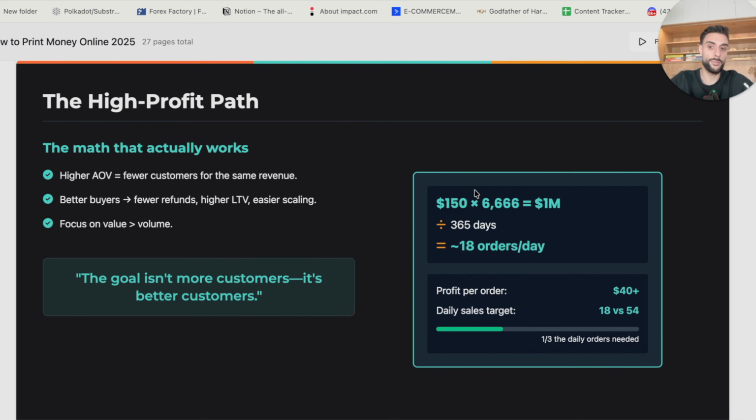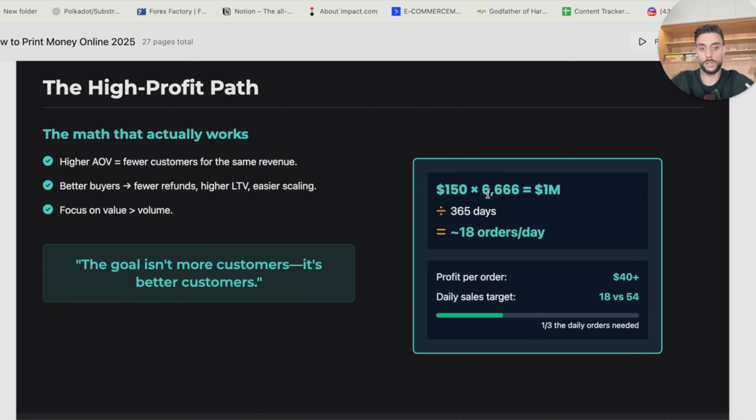So here's the high profit path, the math that actually works for you. Higher average order value, fewer customers for the same revenue, which means less having to do customer support and all that other hassle. You're also going to get better quality buyers, fewer refunds, and higher lifetime value, which is easy to scale. The goal isn't more customers, it's better customers. And this is where all the beginners go wrong. Now, if we do $150 times 6,666, it equals your $1 million online. Now, if we divide that by 365 days, that would be 18 orders a day. That is a lot more achievable than 55 orders.